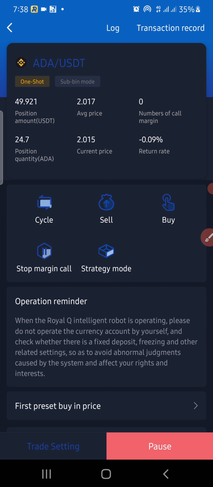At any given point in time, if I want to change or update my settings, what I need to do is come here and pause the trade. When I pause the trade, I go to my settings, and after adjusting the settings, I come back again and start the trade. So that is basically all you need to know.